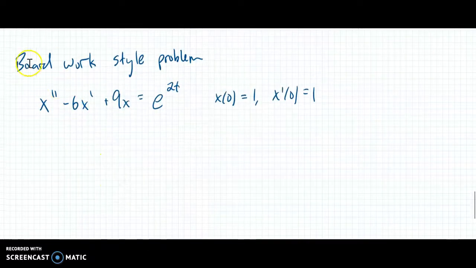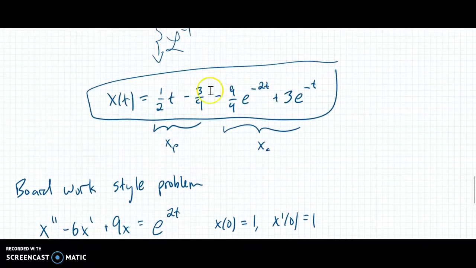Okay, we are going to do this board work style problem the way that you're familiar with doing them. But first, I'd like to just say that, with the last one, it did undetermined coefficients for us. And what I want you to see about the Laplace transform is it does everything for us.